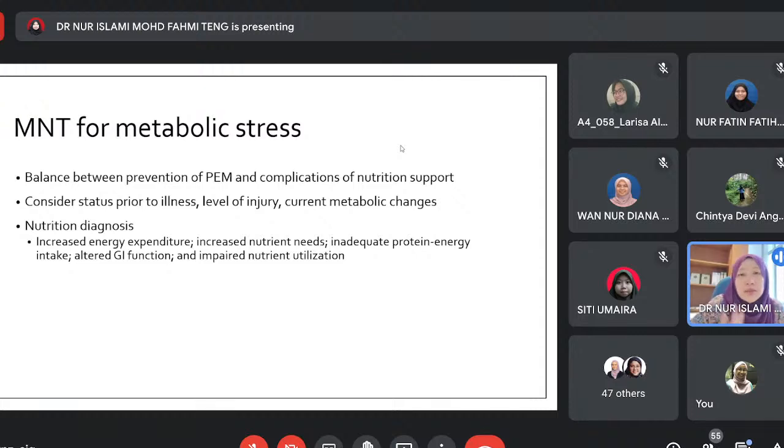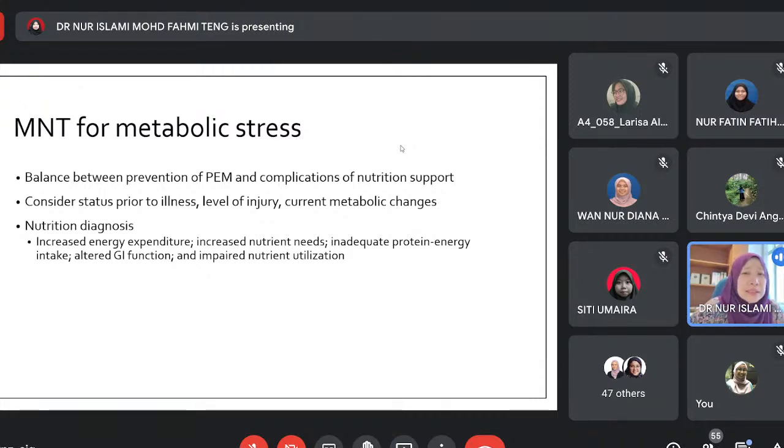Okay, now just only we look into the MNT for the metabolic stress. So it is crucial to balance between the prevention of protein energy malnutrition and complications of nutrition support. So I'm talking about nutrition support. What is nutrition support? So tengoklah sama ada kita bagi dia kepada EN ataupun kita bagi dia PN, enteral nutrition, parenteral nutrition, or we just provide them with oral nutrition support. So we must check, we must balance it. Kita tak nak bagi dia jadi malnourished, tapi we have to also look at the complications.